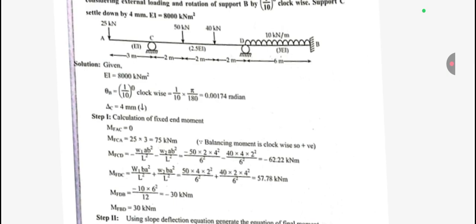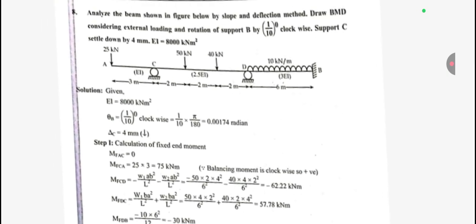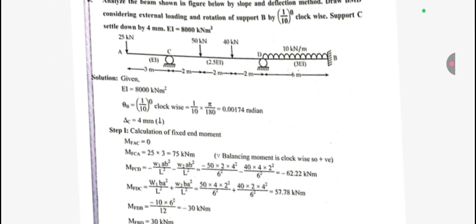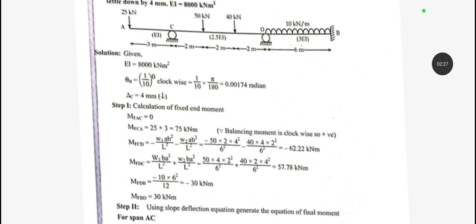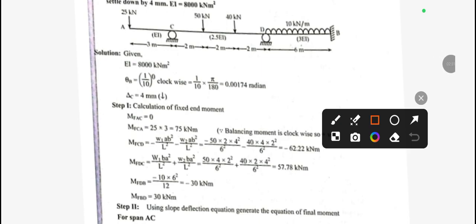as I said, we are going to solve any problem related to slope deflection in three different steps. The first step is the calculation of fixed moments. So we are on the first step, calculation of fixed moments. For the fixed moments we just need to apply the formula, nothing else.